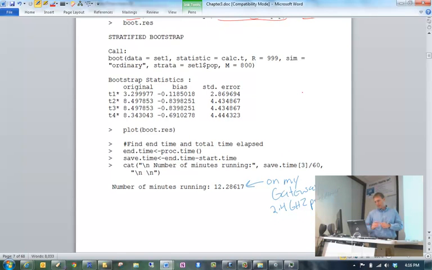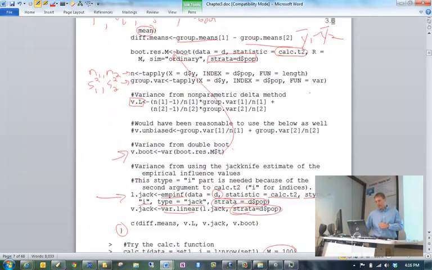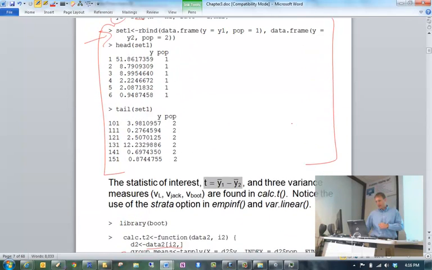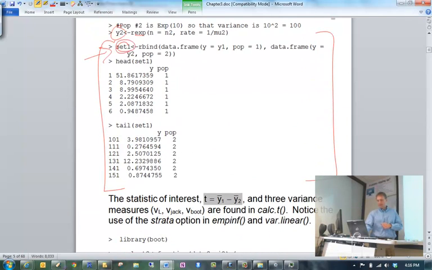Where does the set1 come from? Came from right up. Oh, okay.